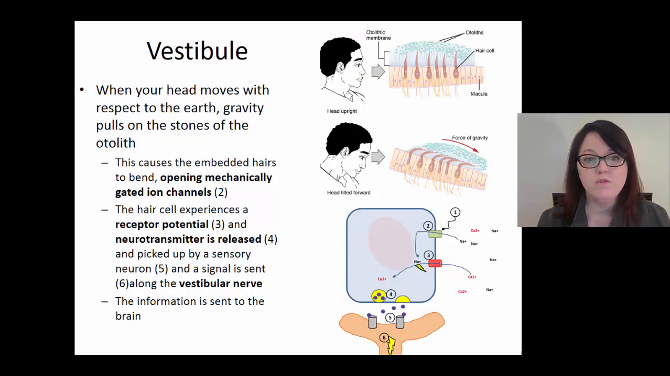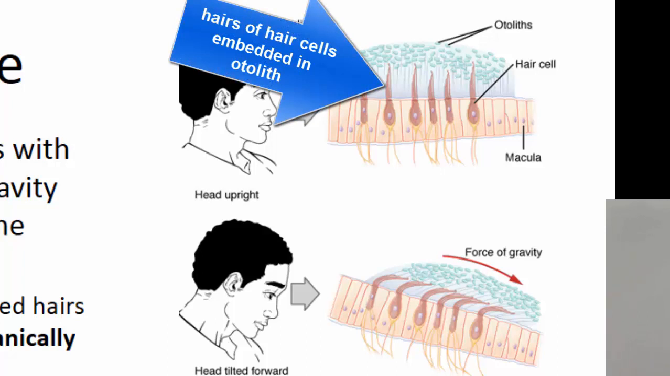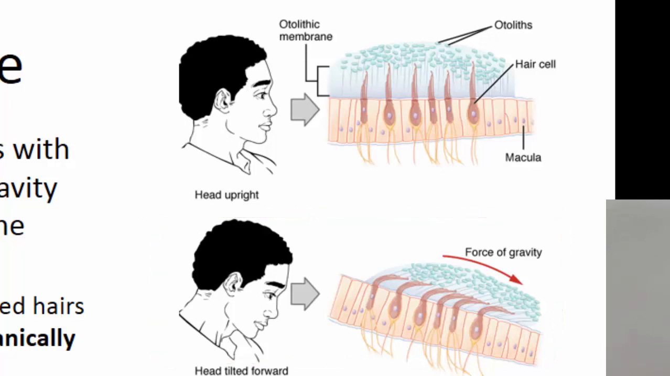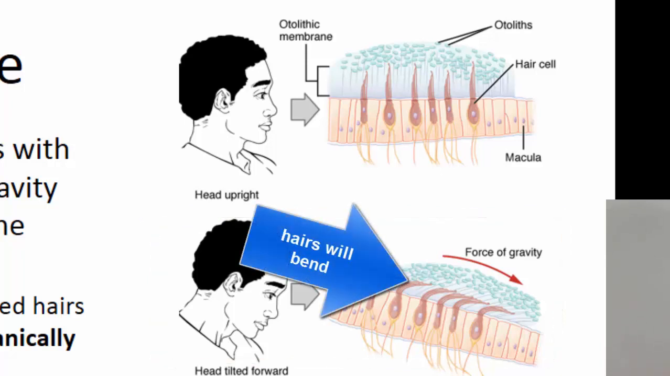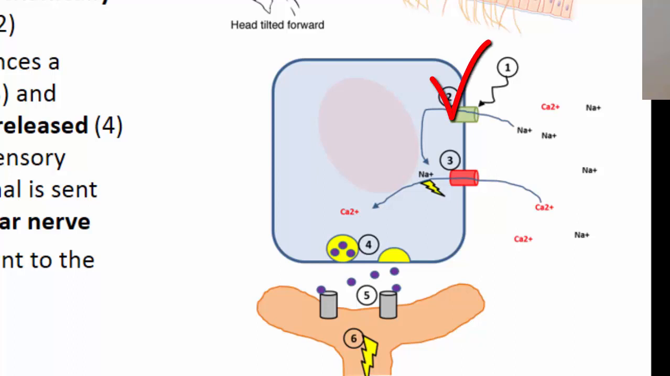Now, when you move your head with respect to gravity, the gravity is going to pull on the stones of the otolith. So in the picture here, we can see the man standing with his head upright. You can see the hairs of the hair cells embedded in the otolith. But when he tilts his head forward, you notice that the force of gravity is pulling on the stones in the otolith. And because the hairs of the hair cells are embedded in the membrane of the otolith, as the stones are pulled, the hairs are bent too. And this causes mechanically gated ion channels to open on the hair cells.